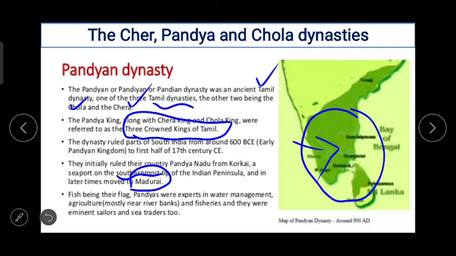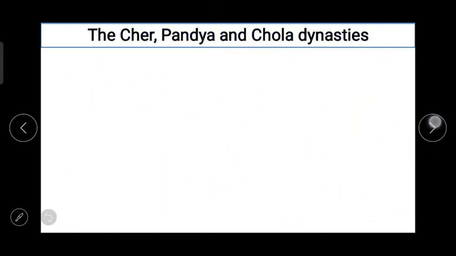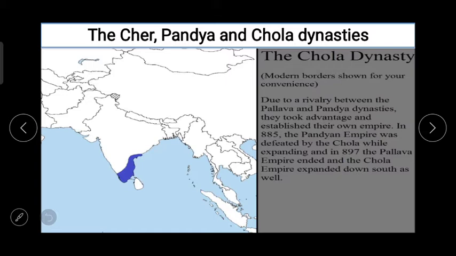Fish being their flag, Pandyans were experts in water management, agriculture, and fisheries, and they were eminent sailors and sea traders too. And that's why we have a number of things related to the Pandyan kings about the export. Then about the Chola dynasty. Due to rivalry between the Pallava and Pandya dynasties, they took advantage and established their own empire. In 885, the Pandyan Empire was defeated by the Chola while expanding, and in 897, the Pallava Empire ended and the Chola Empire expanded down south as well.